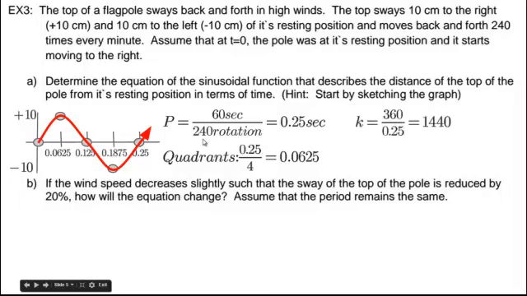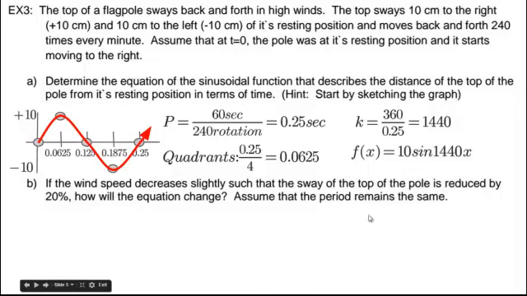The K value is found by dividing the 360 by the period, so you get that horizontal compression, which is obviously really big, of 1440. There's no vertical shift value, and the amplitude is at 10 because there's a vertical stretch. And so the equation is pretty simple because there's actually no horizontal shift either. It's just 10 sine 1440x.